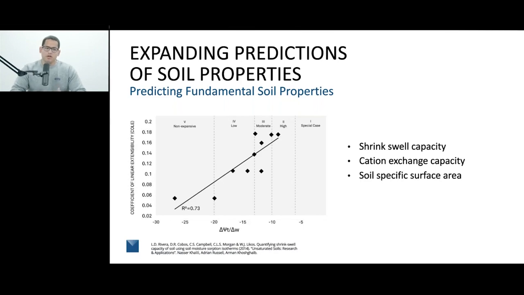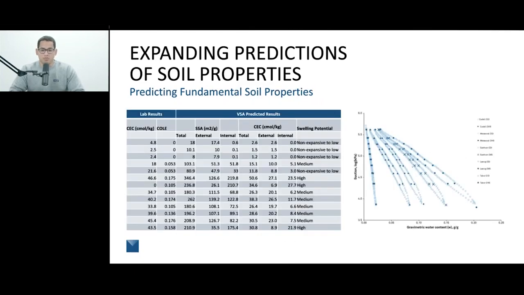Can we use the information in the soil moisture release curves to predict cation exchange capacity or soil specific surface area? All these different measurements take time and sometimes use chemicals. Can we use this information from one measurement to predict all of these properties? Well, it turns out there's quite a bit of work being done on this. And here's an example of some of that work being done by some of our colleagues at Colorado School of Mines and at University of Wisconsin and others that are working in this area.